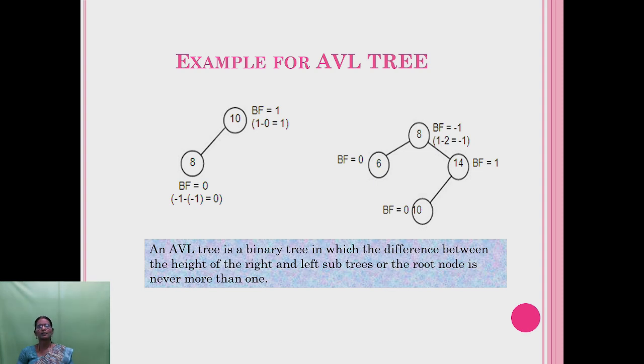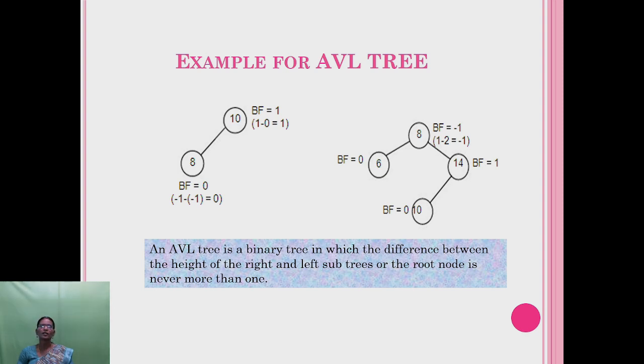Consider these examples. For 10, the balance factor is 0. For 6, the balance factor is 0. Why do we put 0? Because there is no left subtree and no right subtree. Initially, when there is no left subtree and no right subtree, we report it as minus 1 each. So minus 1 minus minus 1 gives us 0. So for the child nodes, the value is 0. Then 14: only the left subtree is there and there is no right subtree, so we write 1 minus 0 and get the value 1.